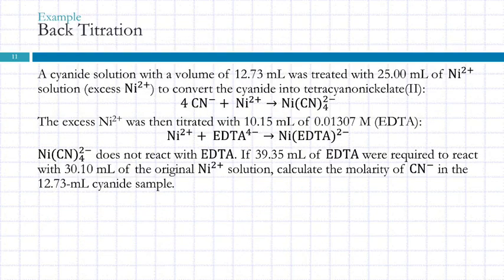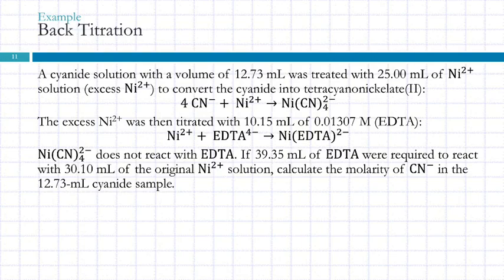So here's the fun calculation. This is a back titration. And we're going to work on this one together. So the first thing you should do, I'm just going to treat you like my 1A students. The first thing you should do when you try to solve a problem like this is read the whole thing all the way through.